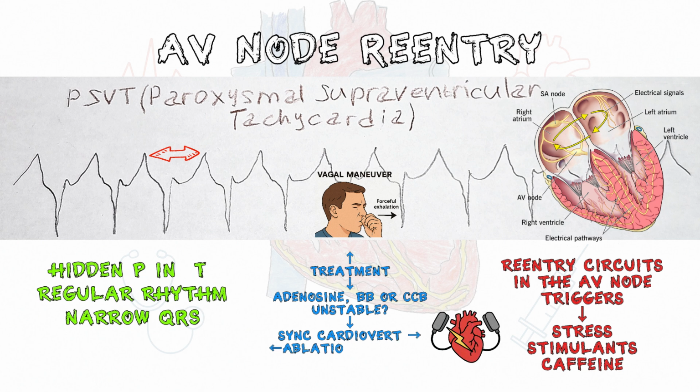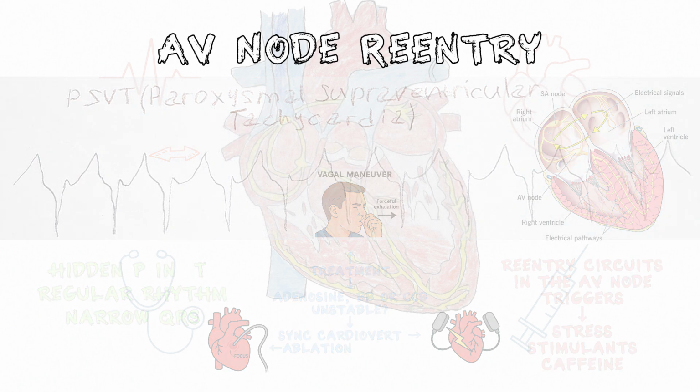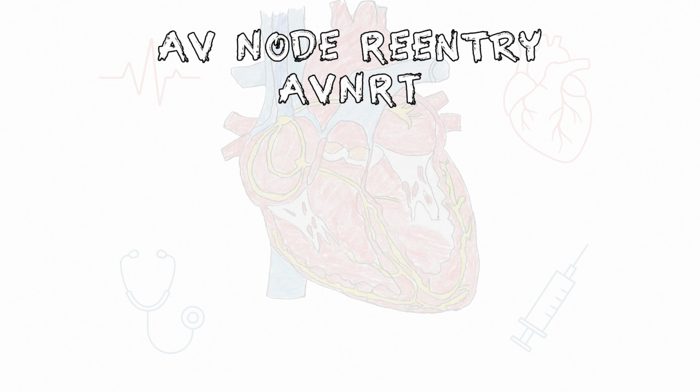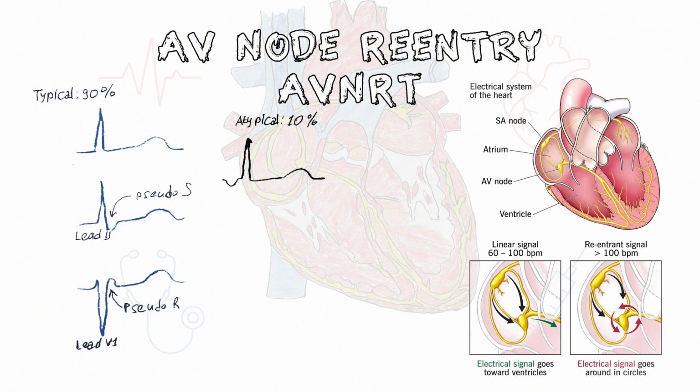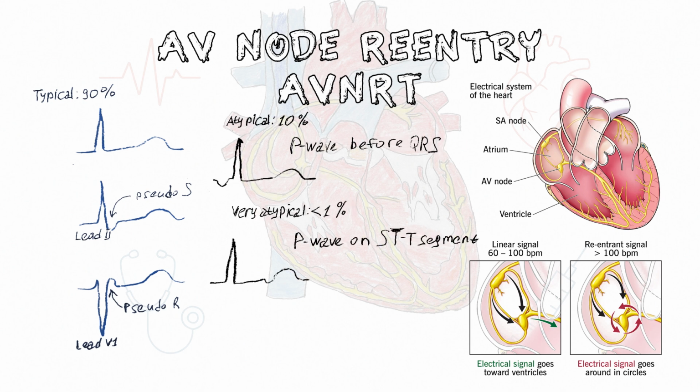If unstable, synchronized cardioversion. And of course, ablation is curative for frequent cases. Next AV node problem is atrioventricular nodal reentrant tachycardia. This means a rapid rhythm caused by a reentry circuit inside the AV node. P waves are often invisible or retrograde, appearing right after the QRS complex.